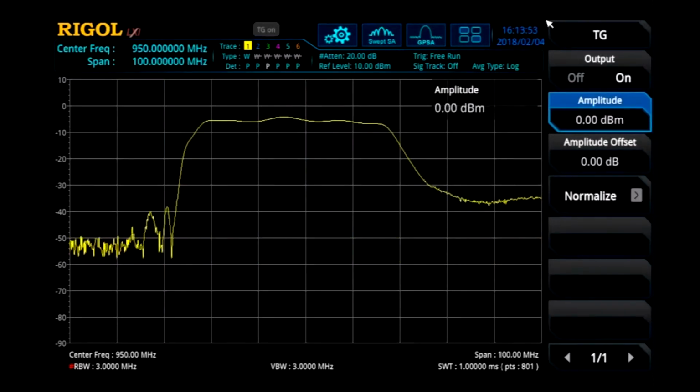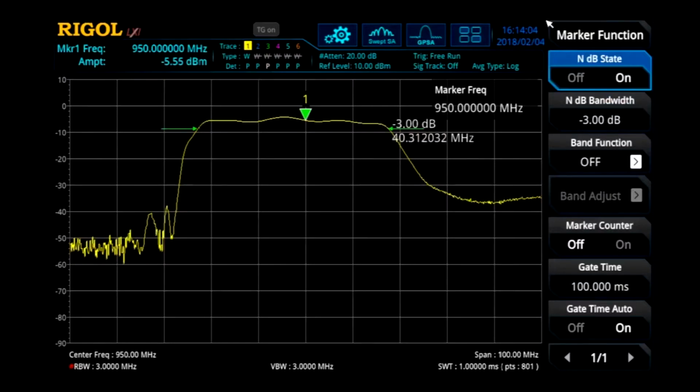Here, we've switched to a filter on our same 950 megahertz transceiver set. Here we're looking at the shape of that filter over the 100 megahertz, right around 950 megahertz.